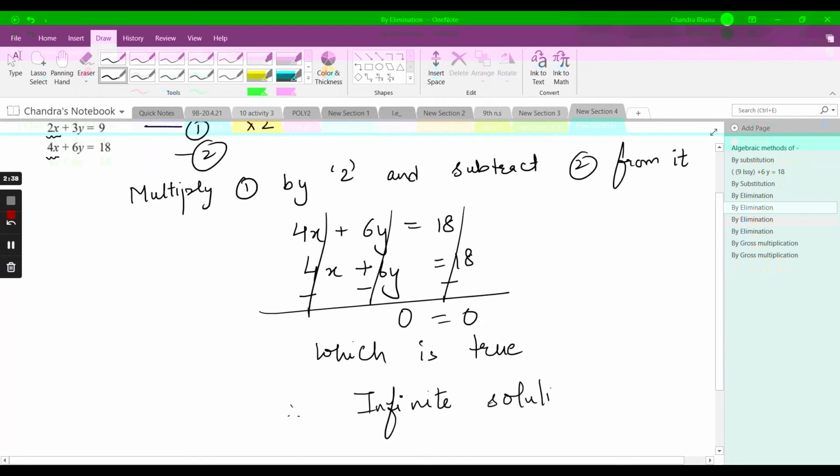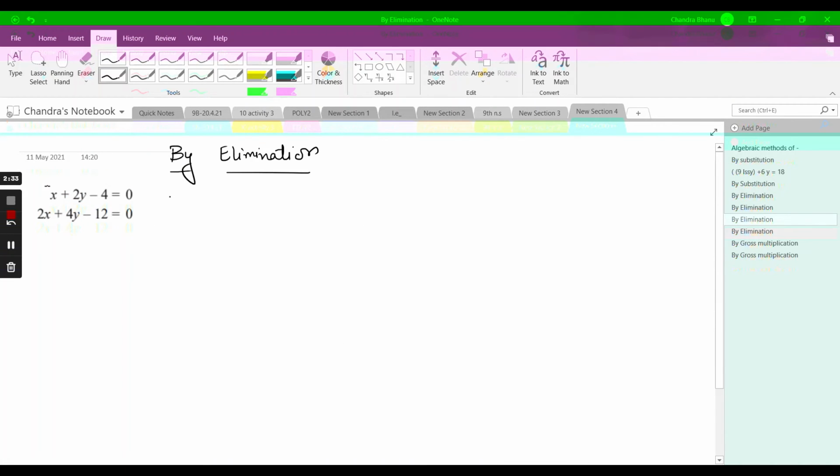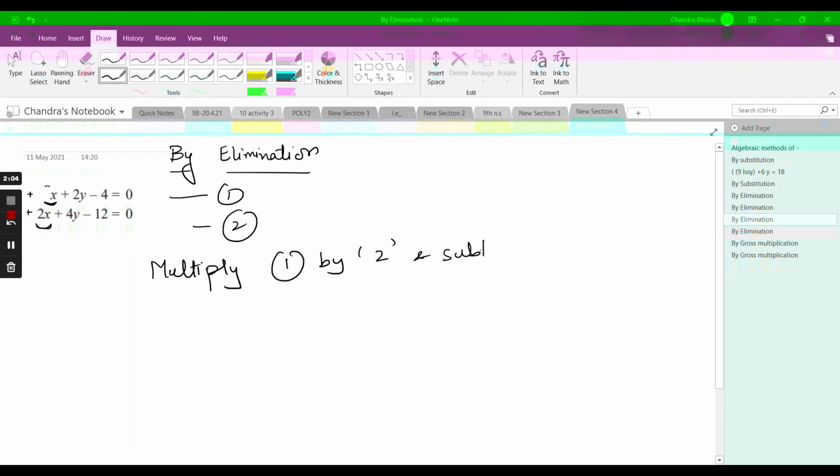Now let's talk about another question here. Again I have the first equation, again I have the second equation. In elimination, my purpose is to make the coefficient of any one variable the same. So here I can multiply the first equation by 2. Why by 2? Because this is 2x and this is only x. So I'm multiplying by 2, and since both the signs are the same, both are positive, I need to subtract 2 from it.